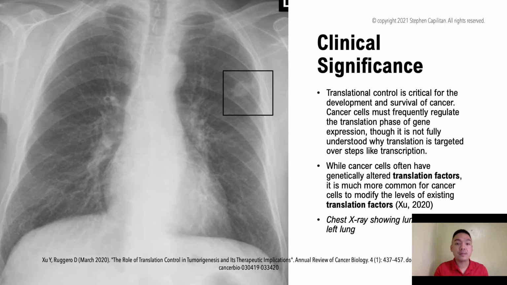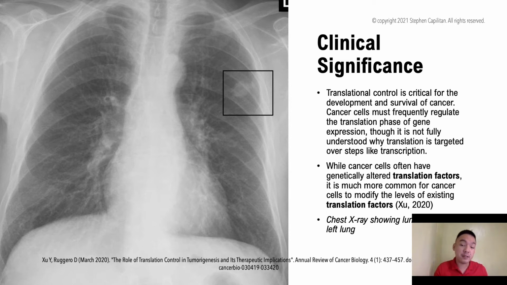Let's start. Before we start the translation process, we will be talking about the clinical significance of translational control. It is very important that this translation process in the central dogma of molecular biology, or shall we say gene expression, is being talked about, because this is very critical for the development and survival of cancer.